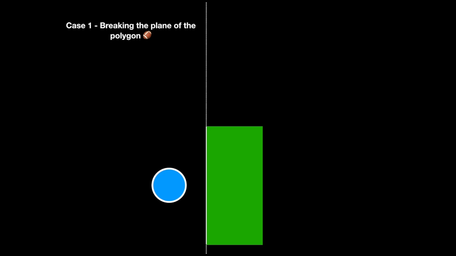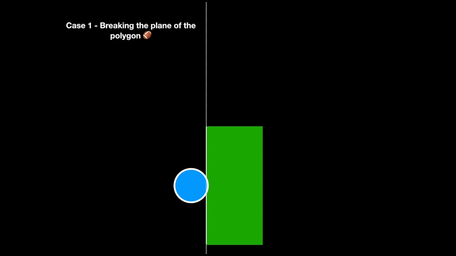Now, instead of worrying about the distance between the edge of the sphere and the plane, why don't we just worry about the distance between the center of the sphere and the plane? And the idea is that if the distance between the center of the sphere and the plane is less than the radius of the sphere, then we've solved that problem and we know the sphere is breaking the plane of the polygon, and we can detect that, and everything will be fine.